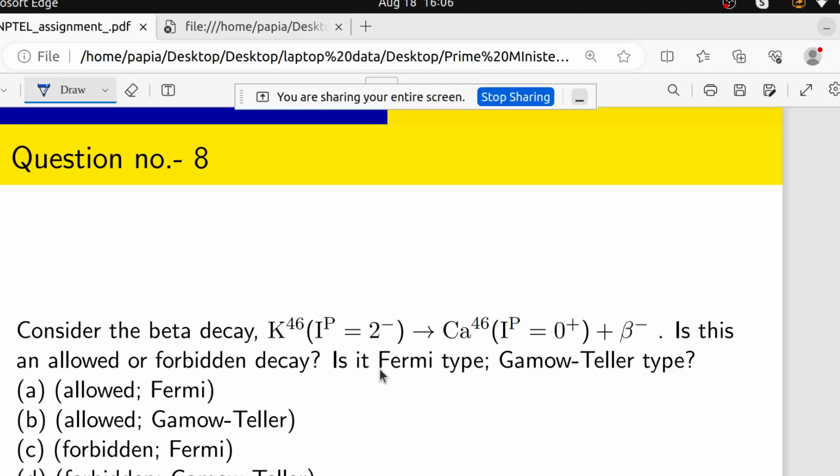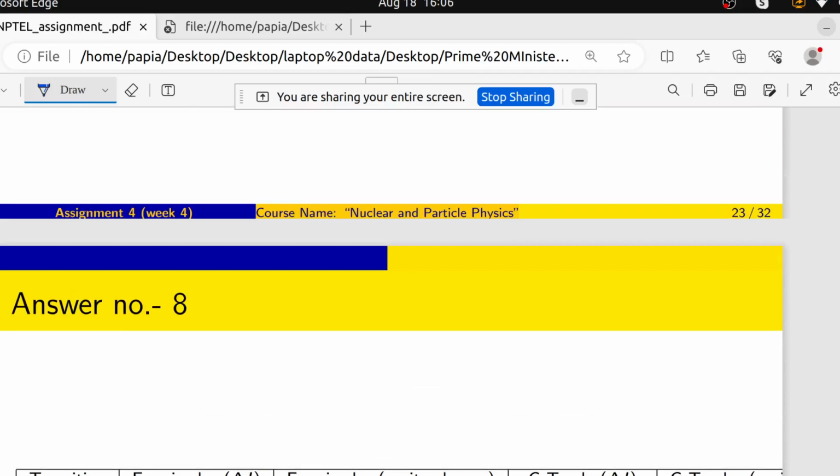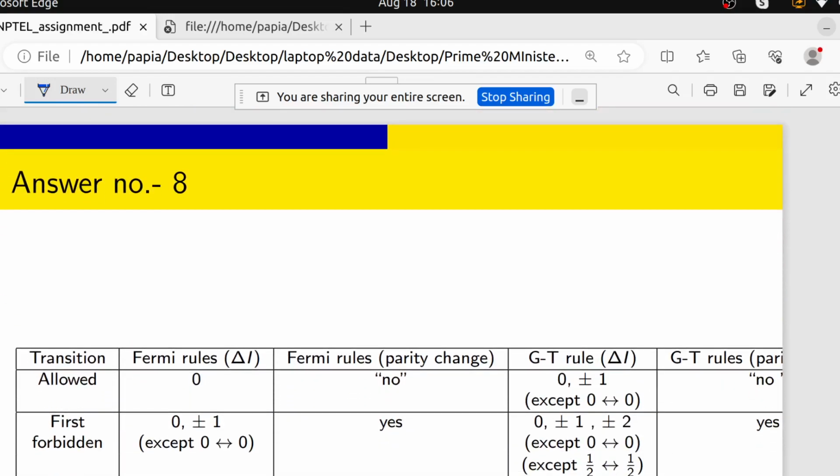So I have one plot here. This is a table for the Fermi and Gamow-Teller type expressions of beta decay. How can you understand which beta decay is Gamow-Teller or Fermi? For that I have made a condition table. You can see that first of all I have written transition. Transition will be allowed or first forbidden in some specific conditions for Fermi decay as well as for Gamow-Teller decay.